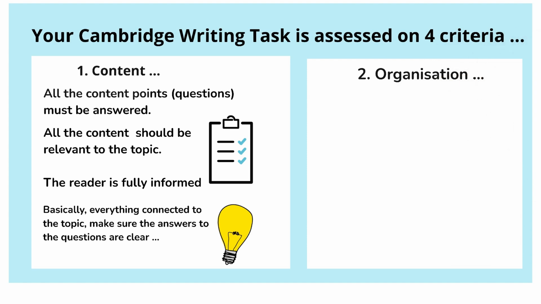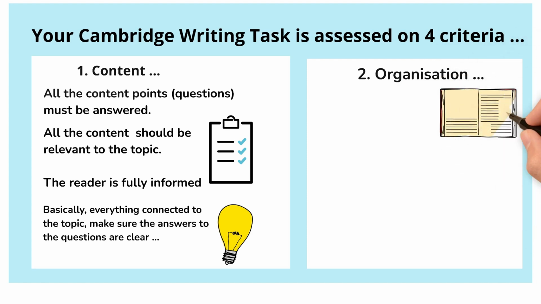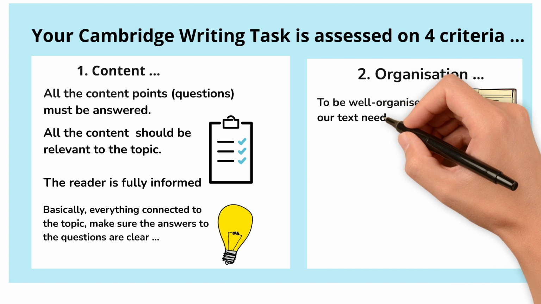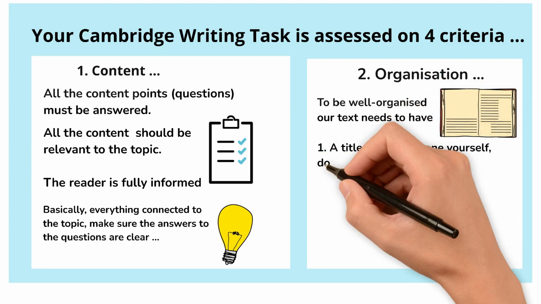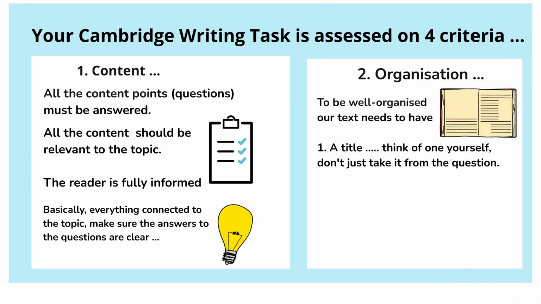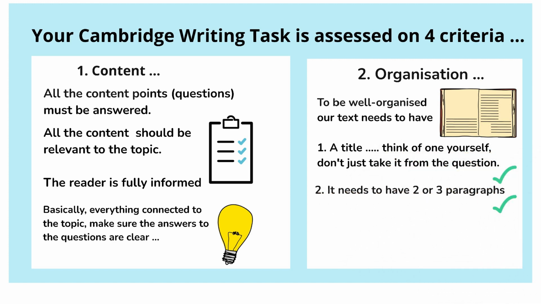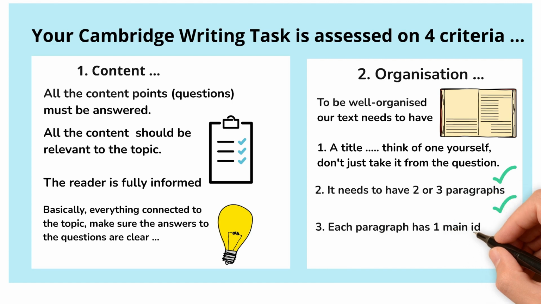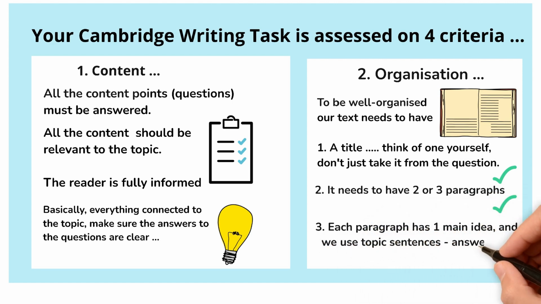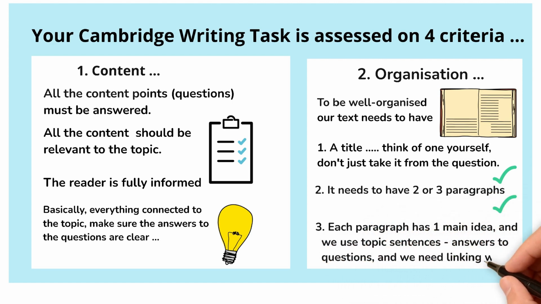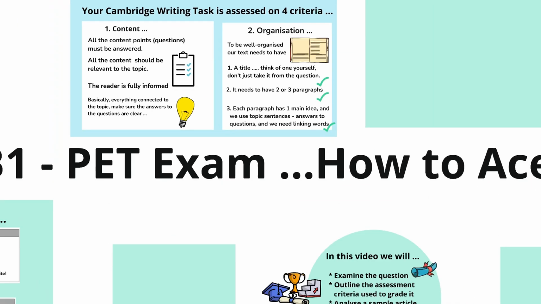Next up is organisation, and to get 5 points from this section, your article needs to be nicely laid out. First of all, it needs a title, an original one that you write yourself. Next, we need paragraphs, so it could be 2 or 3, and they answer the questions. Each paragraph has one main idea, the answer to the question, and that's your topic sentence. Then we expand on that answer throughout our paragraph using linking words to link our ideas.